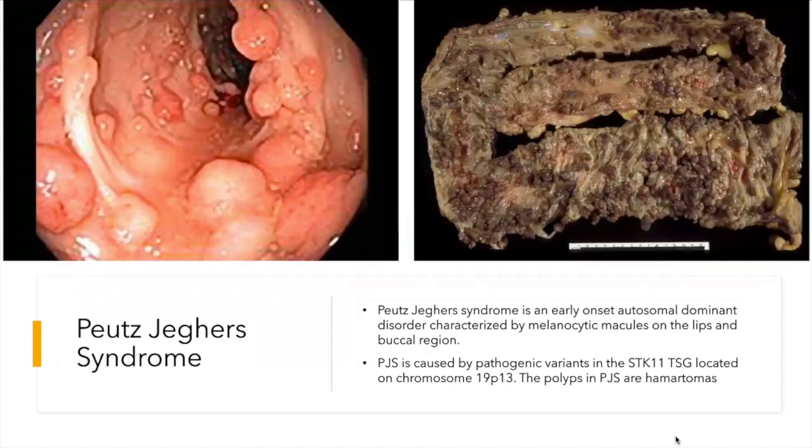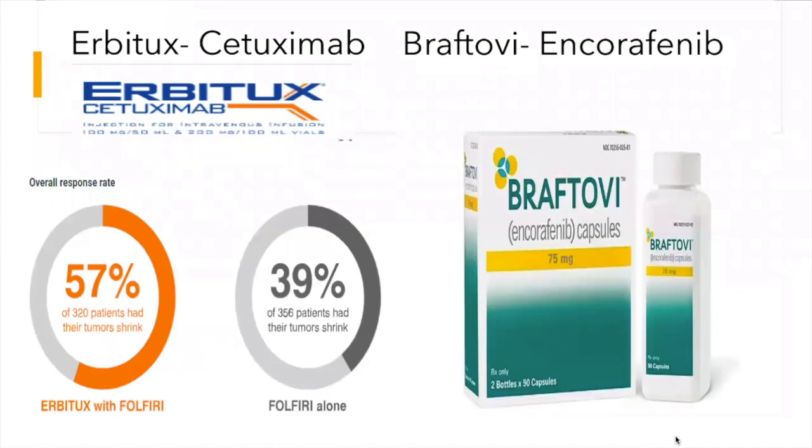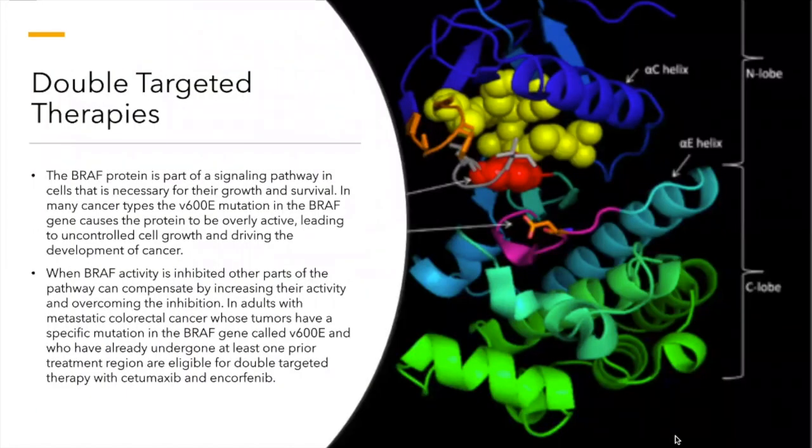So next I'm going to talk about the hallmark oncogene that is targeted by our chosen intervention, which is double targeted therapy. The BRAF protein is part of the signaling pathway in cells that is necessary for their growth and survival. This is going to be a BRAF protein right here. In many cancer types, the V600E mutation in the BRAF gene causes the protein to be overly active, leading to uncontrolled cell growth and driving the development of cancer.